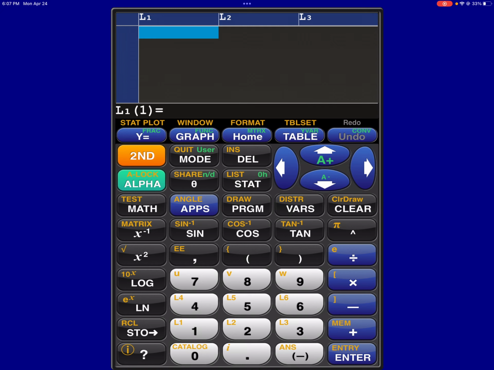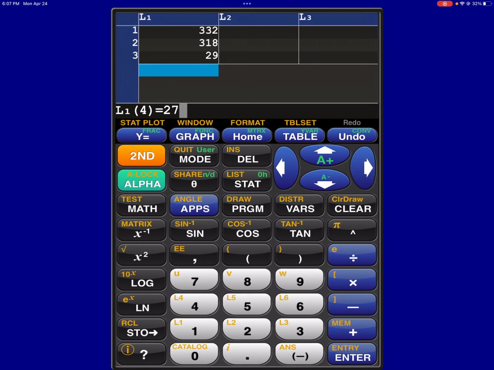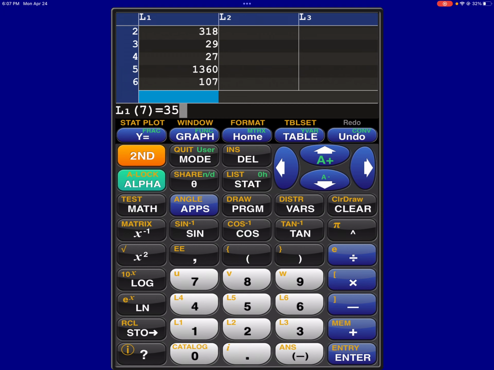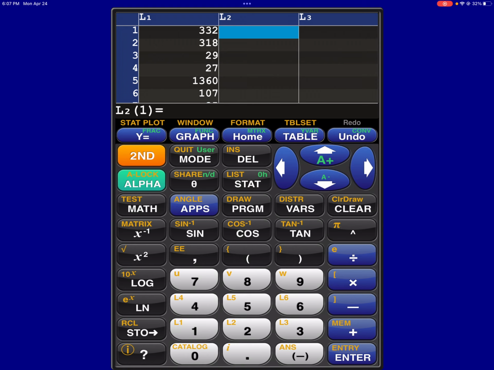So I've got 332, 318, 29, 27, and 1360, 104, 35, and 18. All right, and so now I want to type in the expected matrix in the exact same order.